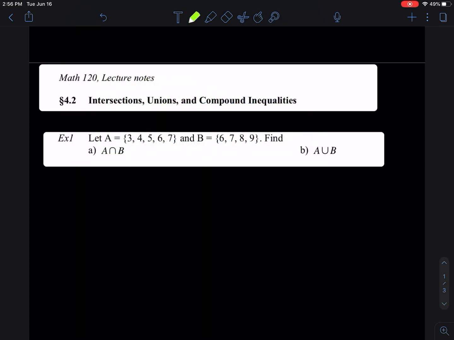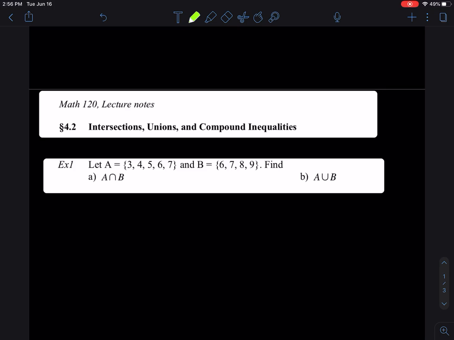Alright, welcome back, guys. So this lesson is 4.2, continuing from the previous lesson, which is 4.1, discussing interval notation and inequalities. In this lesson, we're going to look at intersections, unions, and compound inequalities.